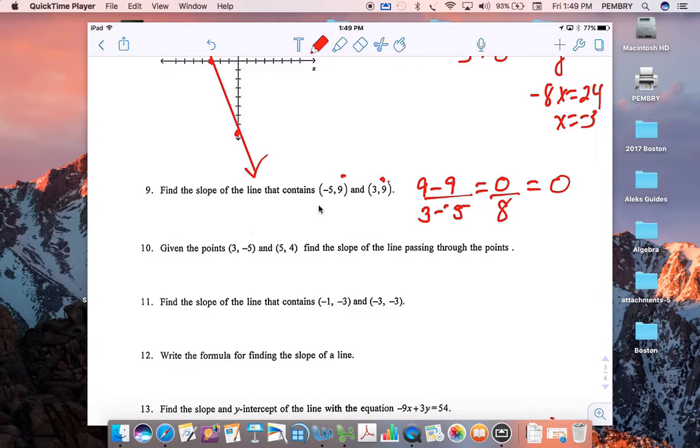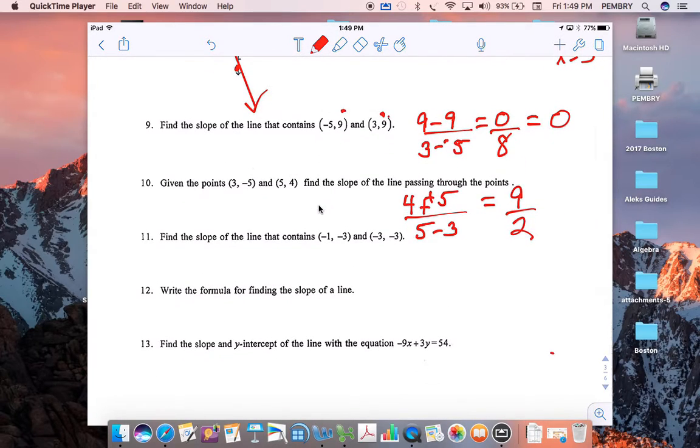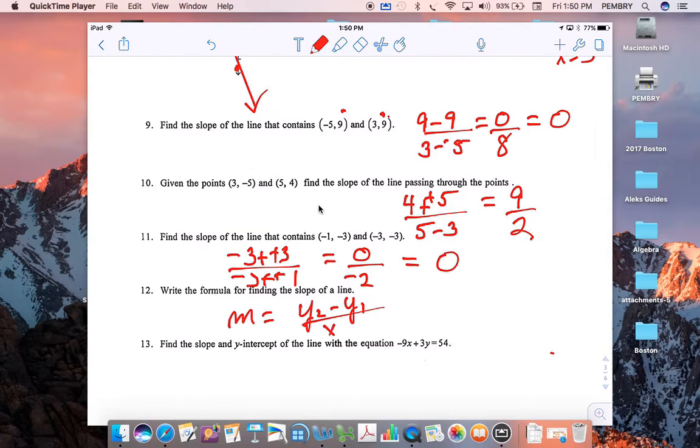On number 10, I'll say 4 minus a negative 5 divided by 5 minus 3. This becomes 4 plus 5 or 9. 5 minus 3 is 2. Number 11 is negative 3 minus negative 3 divided by negative 3 minus negative 1. Negative 3 minus negative 3 is 0. Negative 3 minus negative 1 is negative 2. This equals 0. The formula for finding the slope of a line is y sub 2 minus y sub 1 divided by x sub 2 minus x sub 1.